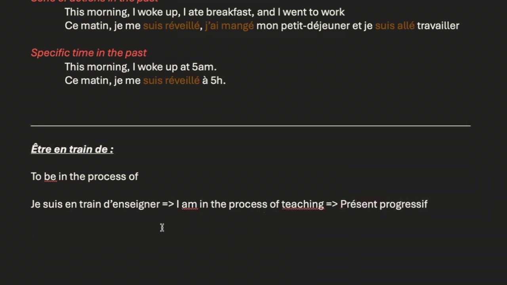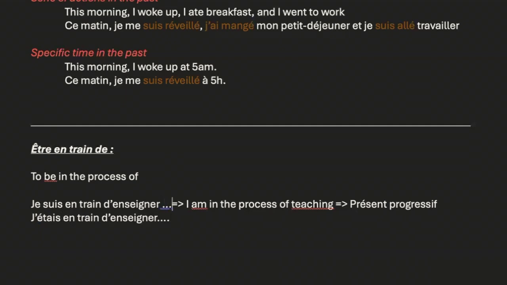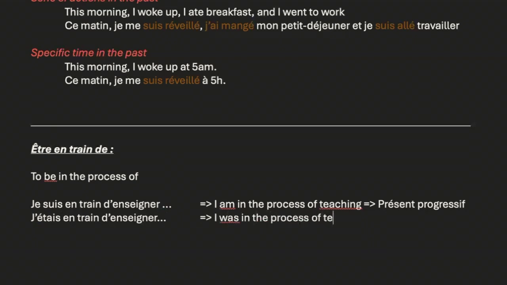And then, if I want to do that in past tense, what do I do? I use the verb to be, and I put that in past tense. J'étais. Okay? En train d'enseigner. Yes, I made a mistake. I'm going to fix it. En train d'enseigner, etc. D'accord? 1, 2, 3. Wow, how many did I put? 4. That's way too many. Okay? I was in the process of teaching. When blah, blah, blah. Okay?